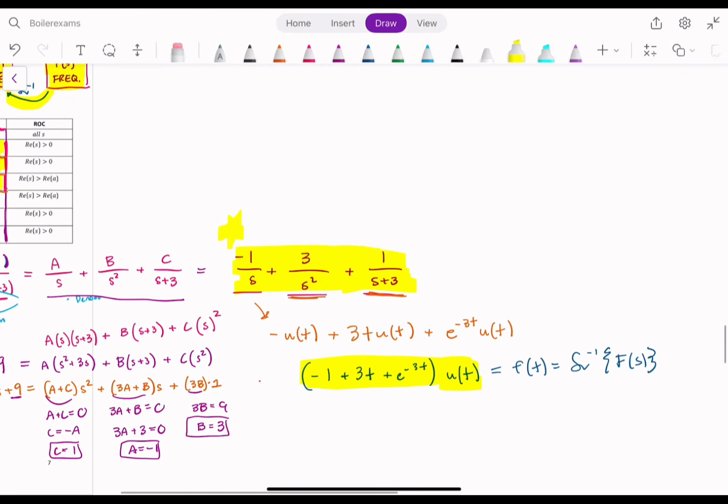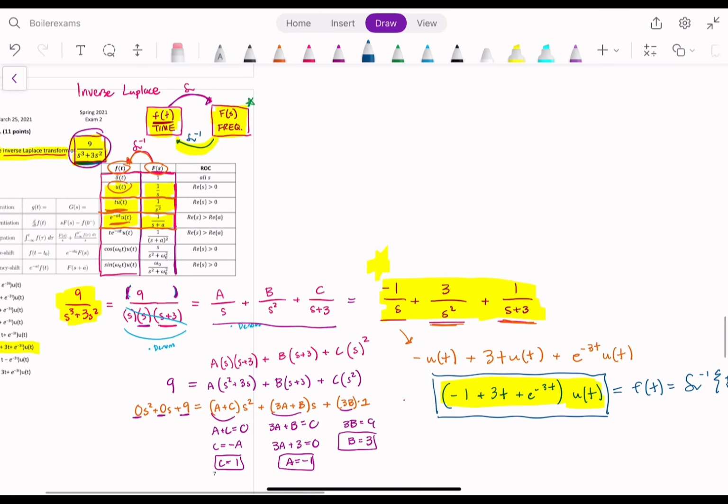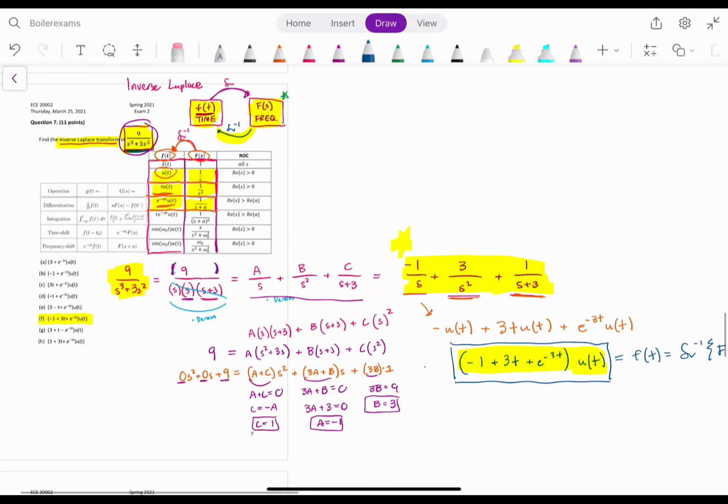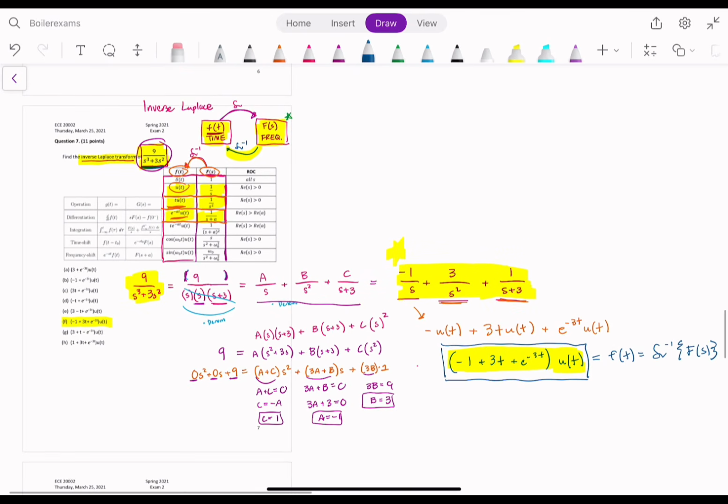We applied that in specifics, and we ended up with this as our final answer, as the inverse Laplace of 9 over s cubed plus 3s squared. And so that's it, and that's pretty straightforward.